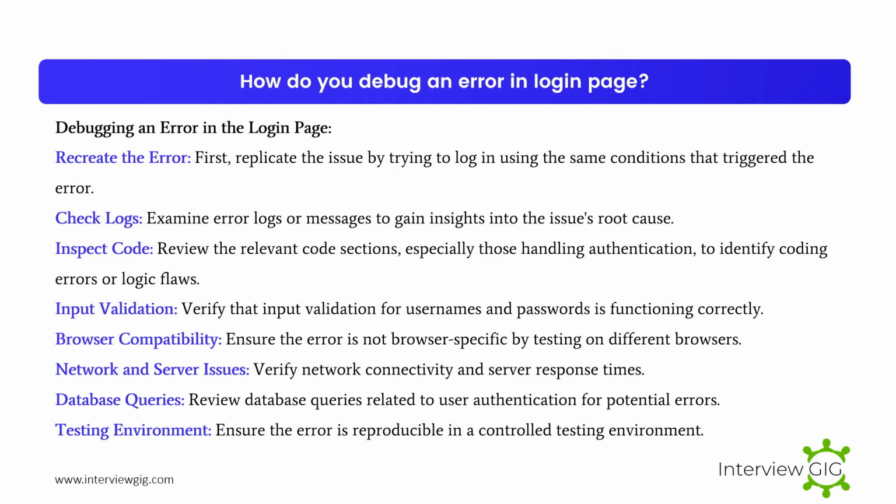How do you debug an error in login page? Debugging an error in the login page. Recreate the error. First, replicate the issue by trying to log in using the same conditions that triggered the error. Check logs. Examine error logs or messages to gain insights into the issue's root cause. Inspect code. Review the relevant code sections, especially those handling authentication, to identify coding errors or logic flaws. Input validation. Verify that input validation for usernames and passwords is functioning correctly.